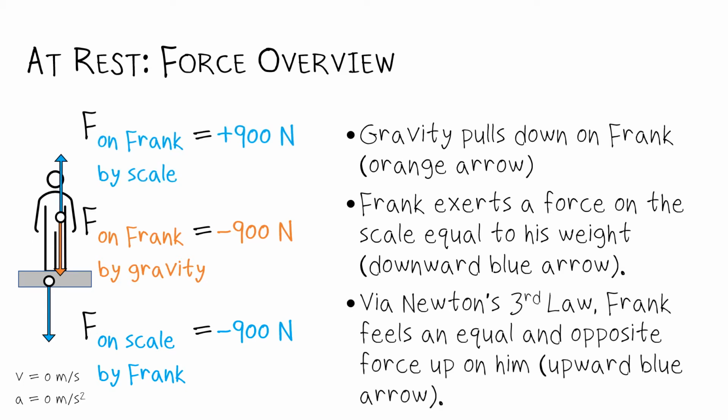And according to Newton's third law, if Frank is pushing down on the scale, the scale pushes up on Frank. So that is the other force acting on Frank. It's an upward directed blue arrow, and that is also 900 newtons acting upwards. So to summarize, gravity is pulling down on Frank. Frank is pushing down on the scale with a force that's equal to the gravity. And Newton's third law says, if you push down on me, I push up on you. And we have a force up on Frank of 900 newtons.